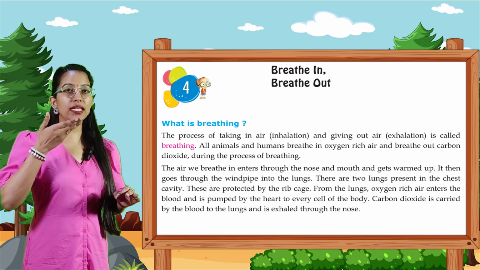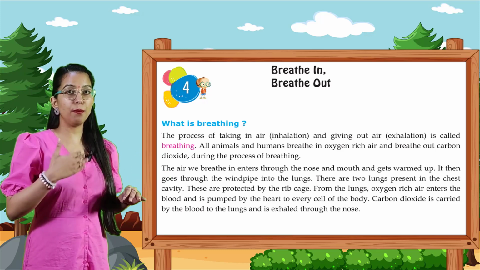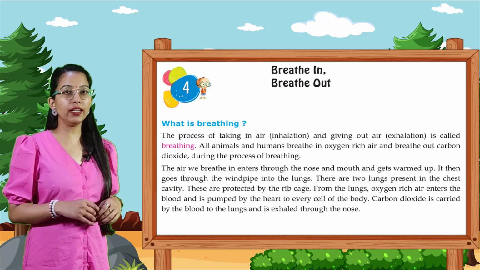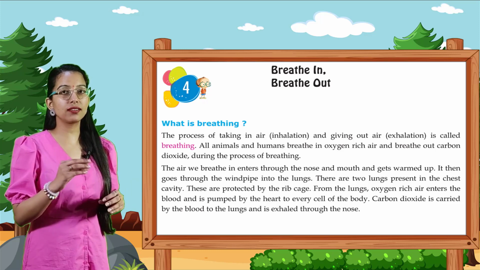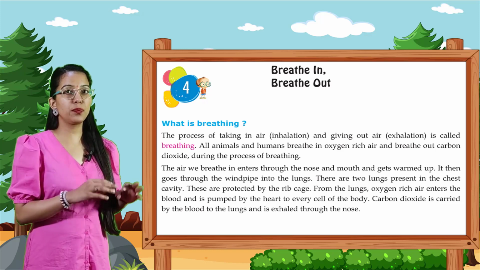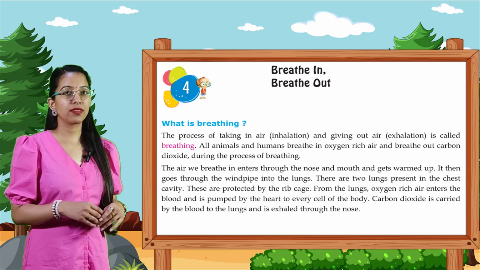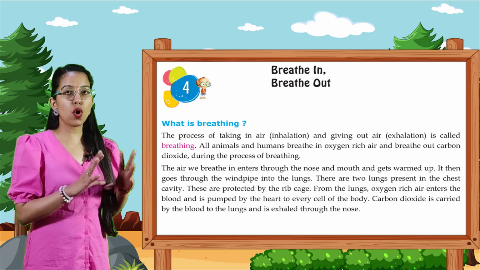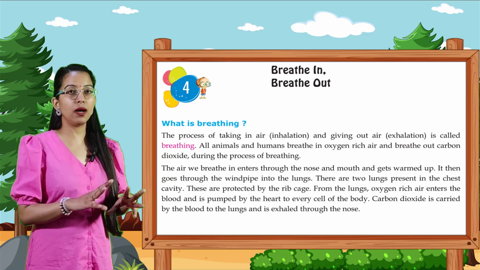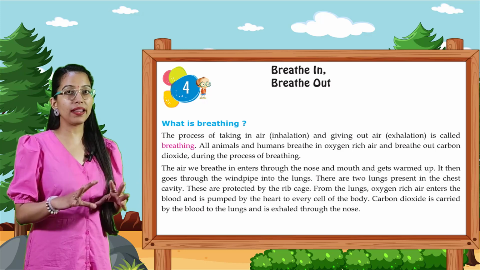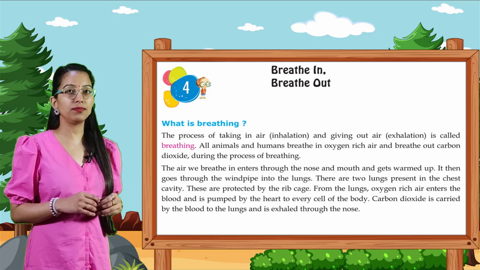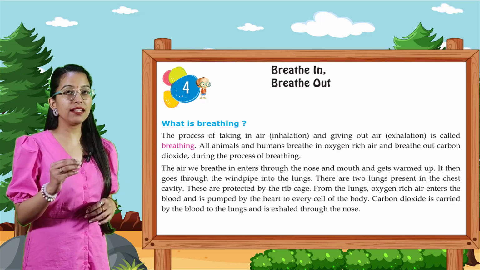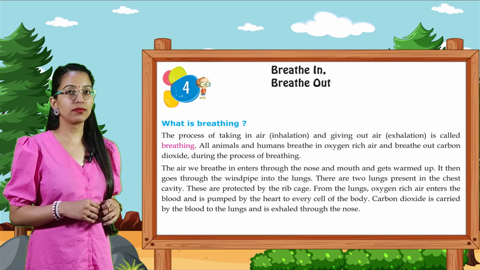The air we breathe in enters through the nose and mouth and gets warmed up. It then goes through the windpipe into the lungs. There are two lungs present in the chest cavity. These are protected by the rib cage. From the lungs, oxygen-rich air enters the blood and is pumped by the heart to every cell of the body. Carbon dioxide is carried by the blood to the lungs and is exhaled through the nose.